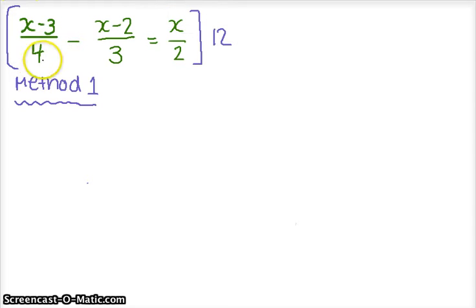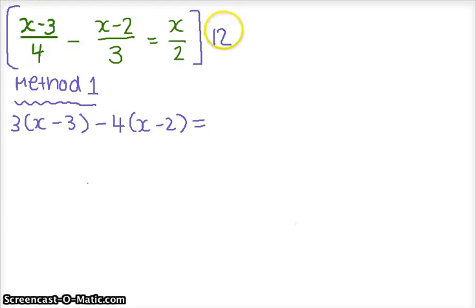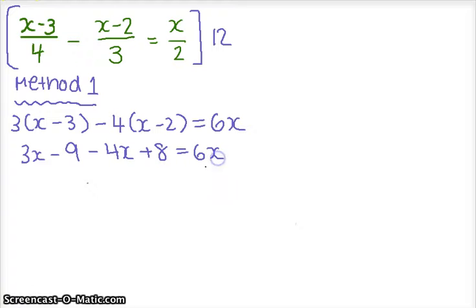So if we multiply by 12, you do 12 divided by 4 and you're left with 3. So you have 3 times x minus 3 minus, and 12 divided by 3 is 4. So 4 times x minus 2 equals, and then 12 divided by 2 is 6, and 6 times x is 6x. Then you're just going to solve this. So we have 3x minus 9 minus 4x plus 8 equals 6x.